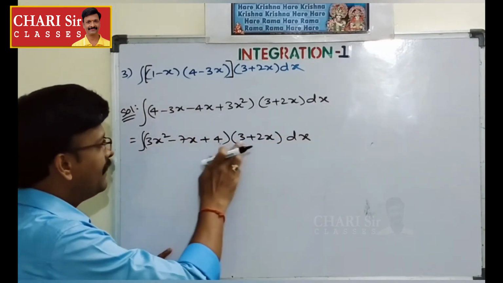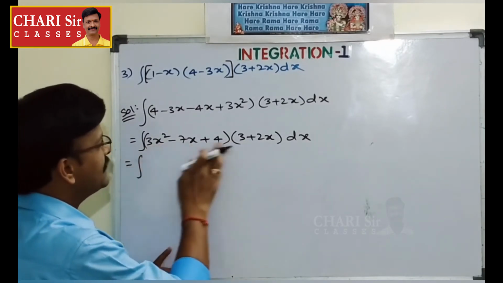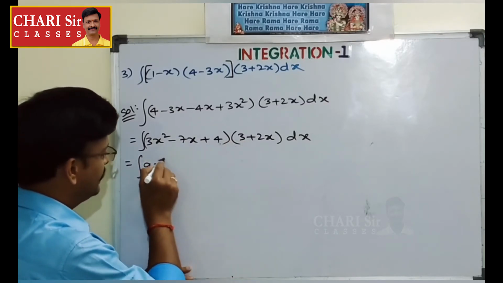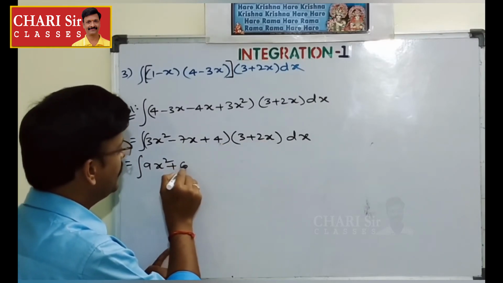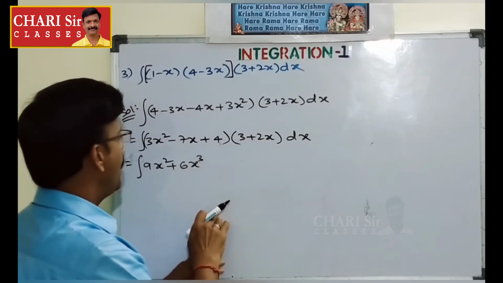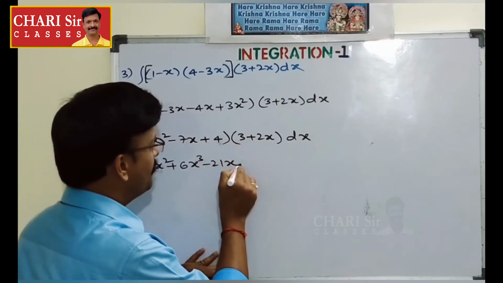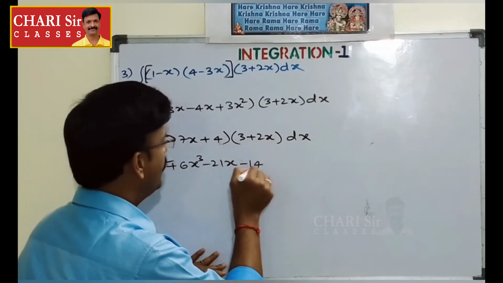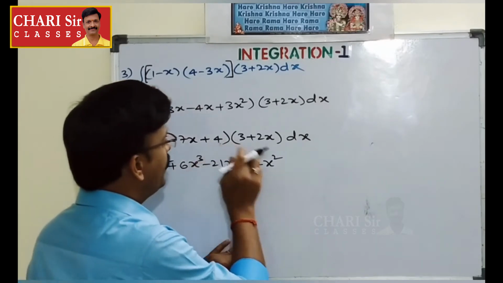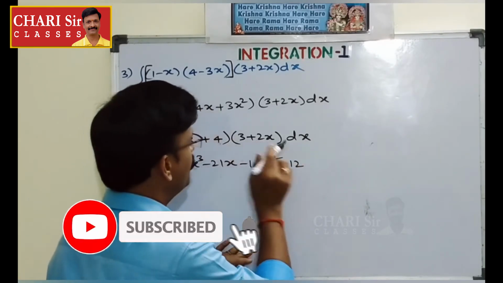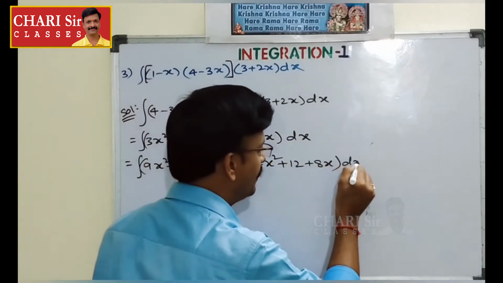Now we multiply these two terms with all these three terms. Now what does it become? Integration of 3x square into 3, 3 threes are 9x square. 3x square into 2x, that is 3 twos are 6, x square into x is x cube. And after that minus 7x into 3, that is minus 21x, minus into plus, minus 7 twos are 14, x into x, x square. Okay, done. And next 4. 4 into 3, 12. 4 into 2, 8x. For this total integration dx.